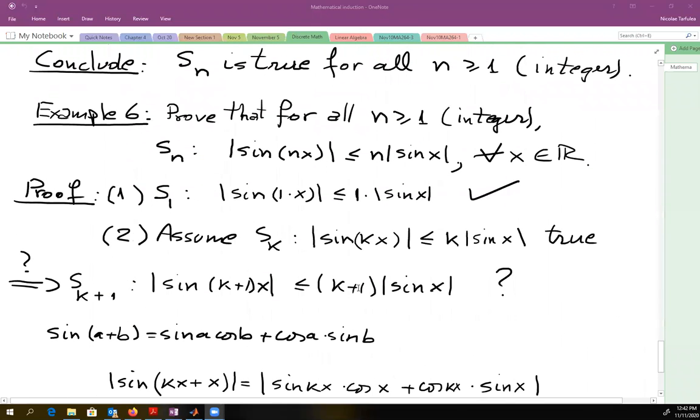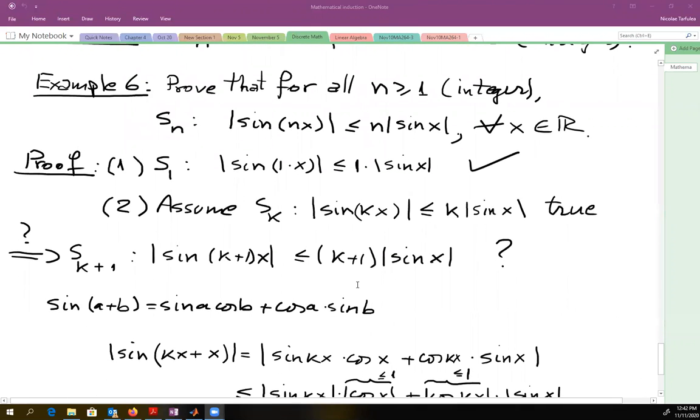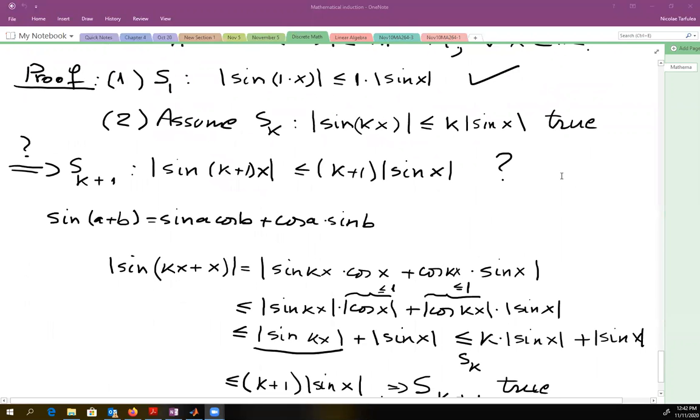Session. So if you remember, last time we talked about mathematical induction, which is a very powerful technique for proving many statements. And this was the last example that we covered last time, if you remember this.